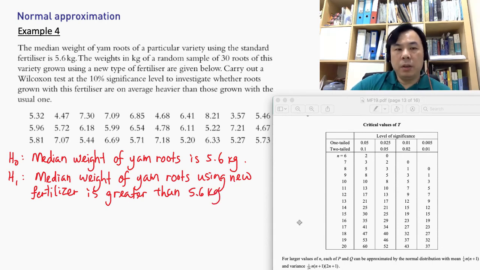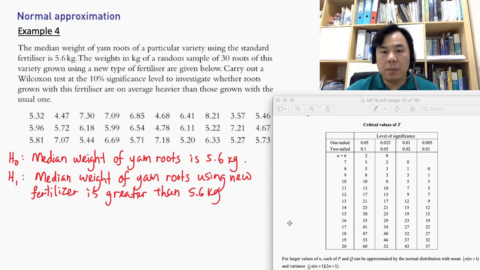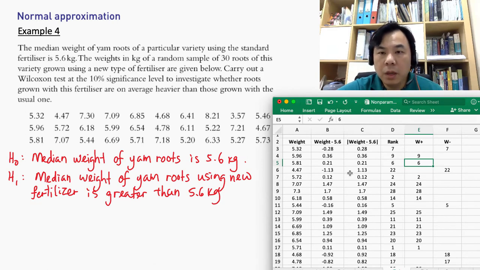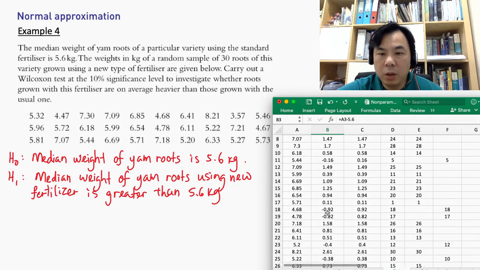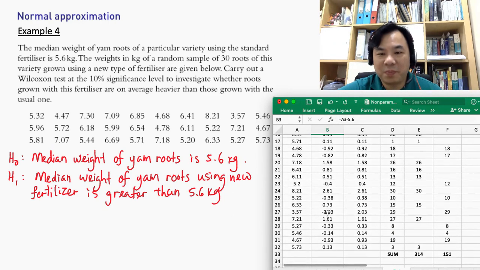Okay, so there you have it. That's our hypothesis statement. Now we are ready to go through the same procedures for Wilcoxon. We have to obtain the deviations. Obtaining the deviations shouldn't be a problem, but there is a lot of data involved here.